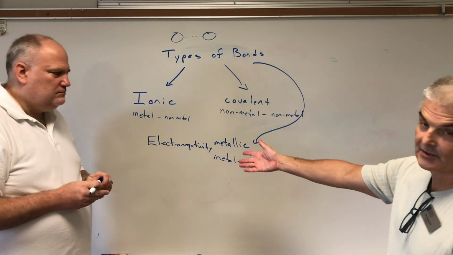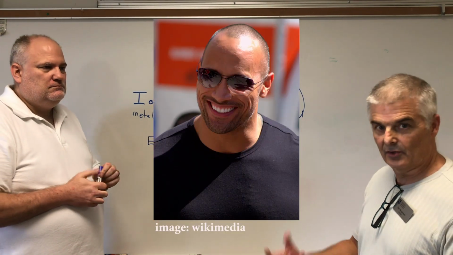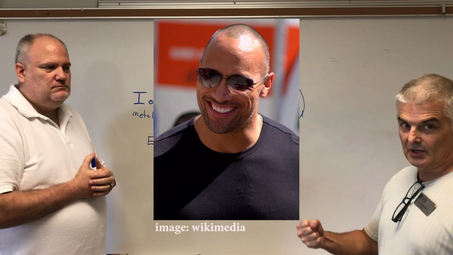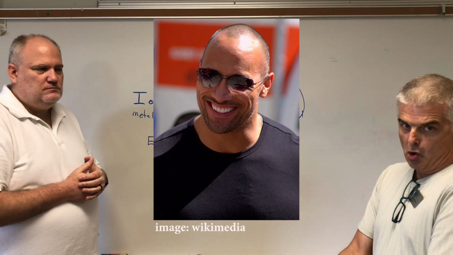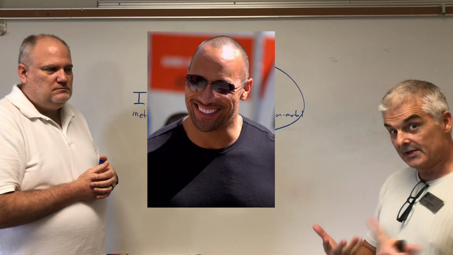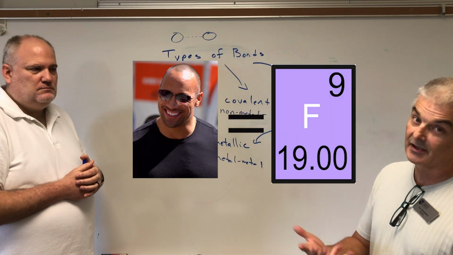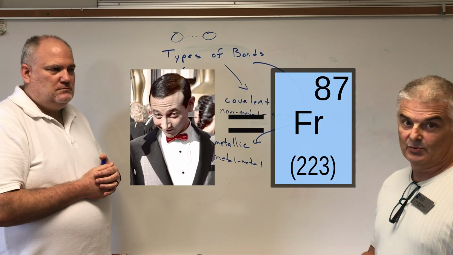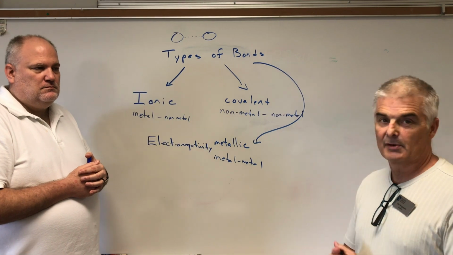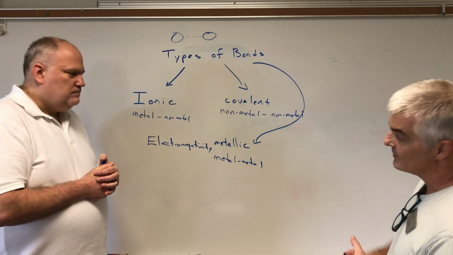I like to think of the strongest one as the Rock. You know the Rock from the movie? He's a super strong guy. He's the one who wants the electrons the most. Fluorine, as it turns out, is the strongest. And then there's the Pee Wee Herman version, the weakest one, which would be francium. Later on we'll learn how you can tell which has the highest electronegativity and the lowest.